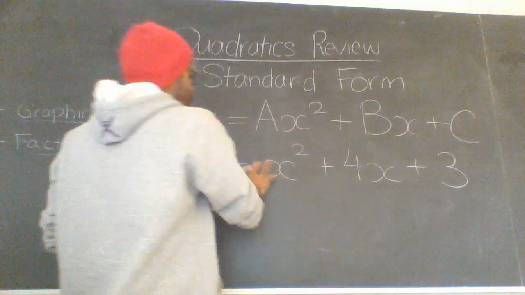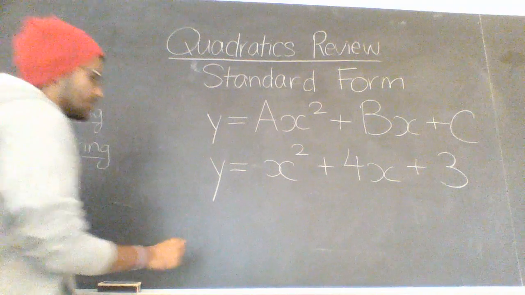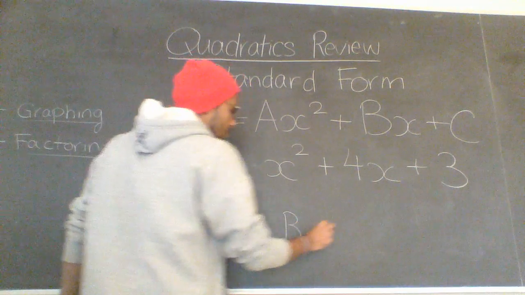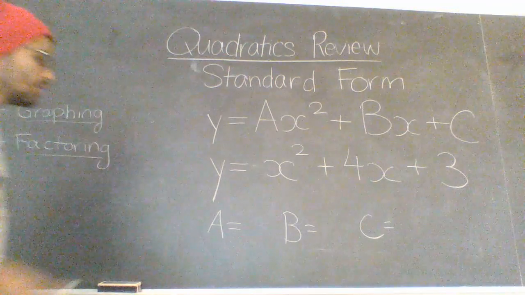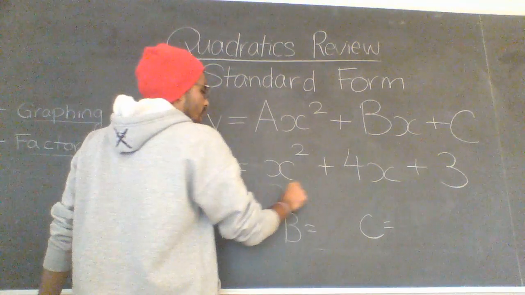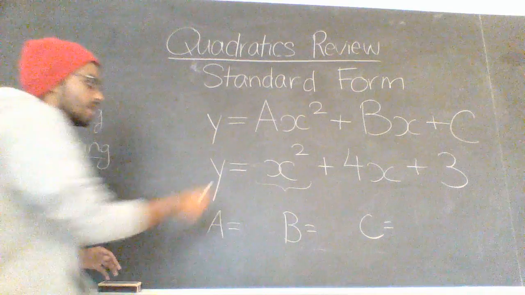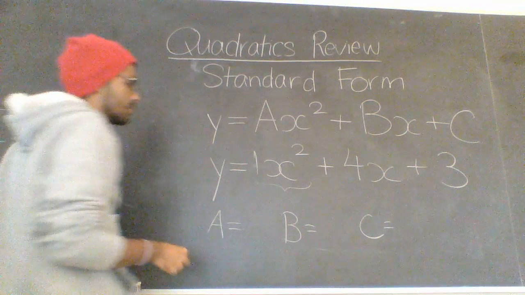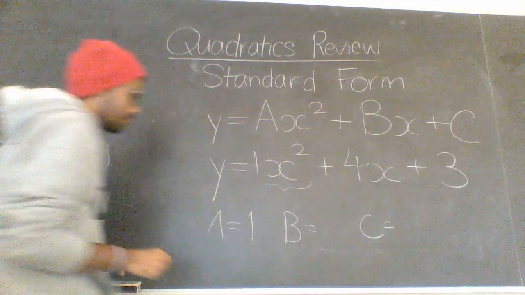Okay, so if this is what we're working with, we've got to figure out a few things. First, we've got to figure out what our a value is, and what our b value is, and what our c value is. Okay, so our a value, you basically just look at whichever term has the x squared in it, and you look at the number in front of it. If there's no number in front of it, there's a 1 there. There's an invisible 1 there that likes to hide. It's kind of shy. So your a value is 1.